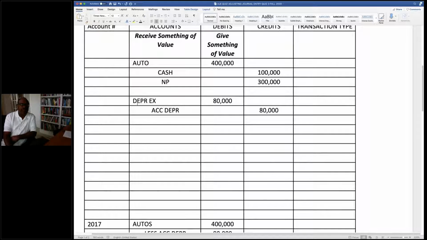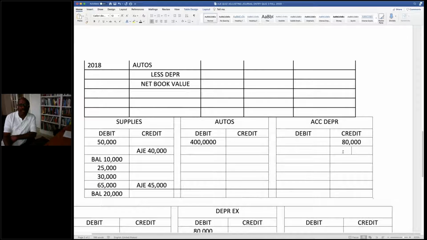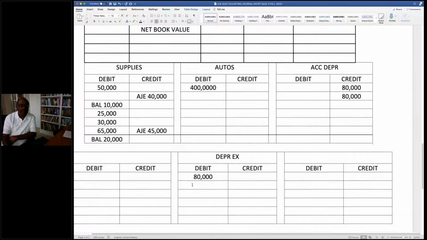The next year, this entry repeats. So you don't have to do anything, just make the same entry again. Once we make that entry, we have a second 80,000 in accumulated depreciation. And the next year, this would have been closed out, of course, another 80,000 in expense. Now the total in this account is 160,000.